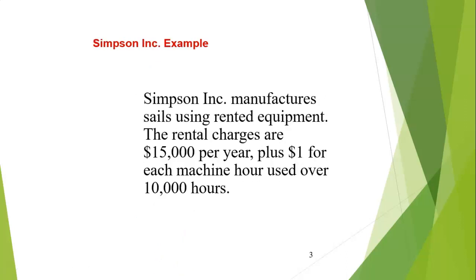Let's take a look at an example and we'll go through this step by step. Simpson Inc. manufactures sales using rented equipment. The rental charges are $15,000 a year. So that's a flat amount, no matter how much we use it. So that's a fixed cost. Plus, they owe $1 for each machine hour used over 10,000 hours. So that's a variable cost. Once we hit that 10,000 hours, every hour past that, we have to pay $1 for each machine hour.